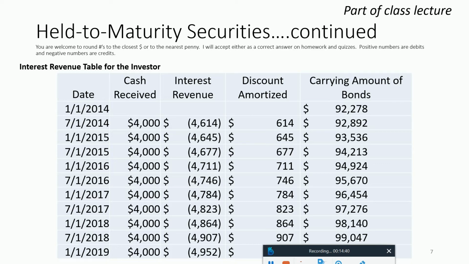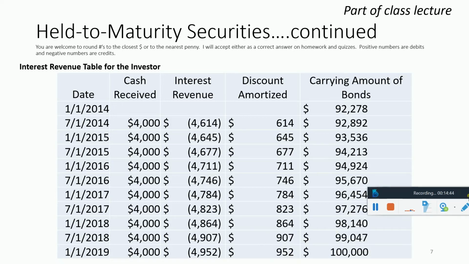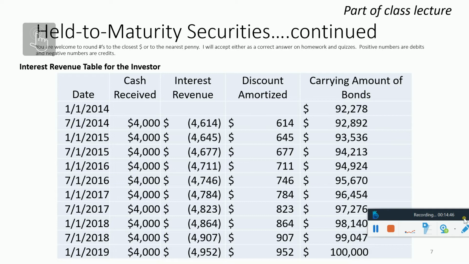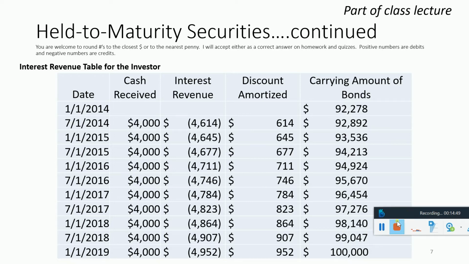And then the final thing that you're going to see happen is she's going to amortize her discount, and that's going to be necessary because by the time that this loan gets to its maturity date, which is 1/1/2019, the value of this note or bond, or the value of this debt investment, is going to be $100,000, and that's the amount of cash that she is going to receive back from Calvin Harris.